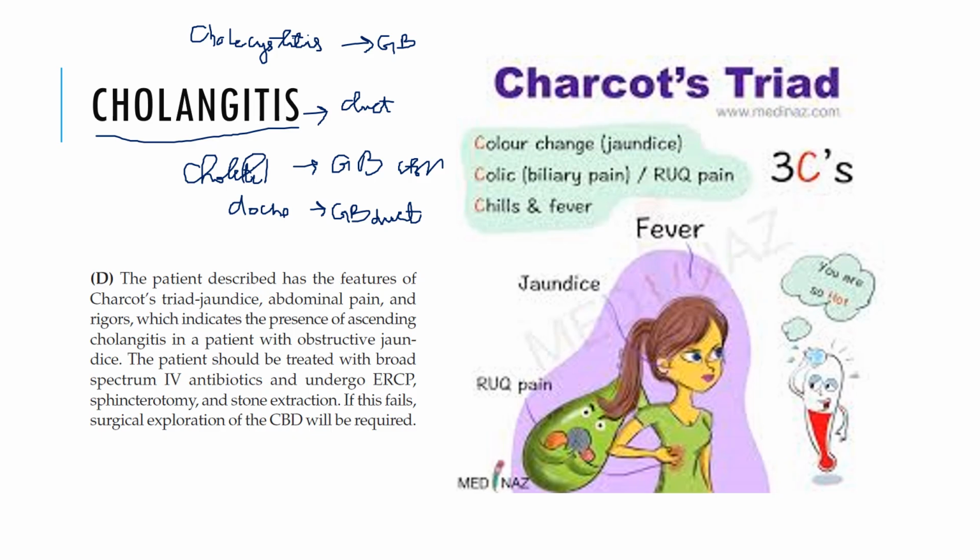So cholangitis or ascending cholangitis is known for a classic triad, which is jaundice, right upper quadrant pain, and chills and fever. You can remember it like 3 C's, which is color change for jaundice, colic for biliary colic or biliary pain. Colic is usually termed for the pain from a hollow viscus. But biliary colic is actually a misnomer. It's actually a continuous pain, not like a colicky pain. So it is right upper quadrant pain and chills and fever. So that is Charcot's triad, which is classic of ascending cholangitis.